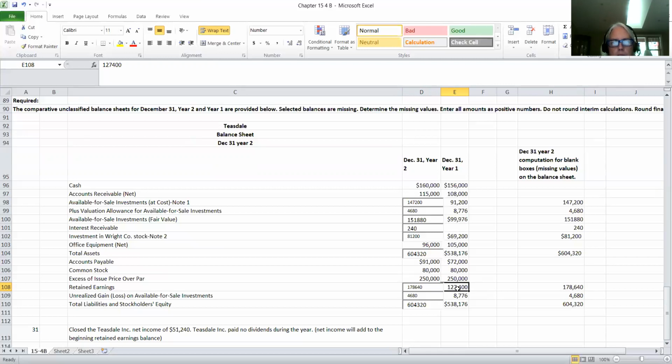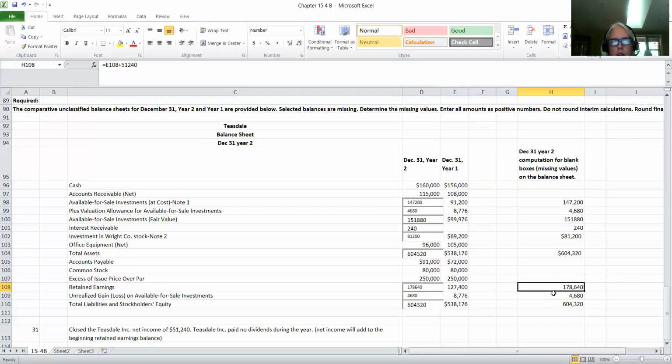The only way you know what the net income is, they've given you this information in your problem, where it tells you that you're closing the Teasdale Incorporated net income for $51,240. That's your net income. Your beginning retained earnings amount, which was $127,400, plus your net income is how we come up with the total ending retained earnings balance. So you need to know that beginning retained earnings plus net income minus any dividends that were paid out by the Teasdale Company will give you the ending balance.